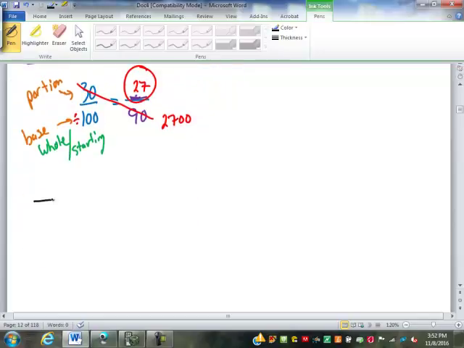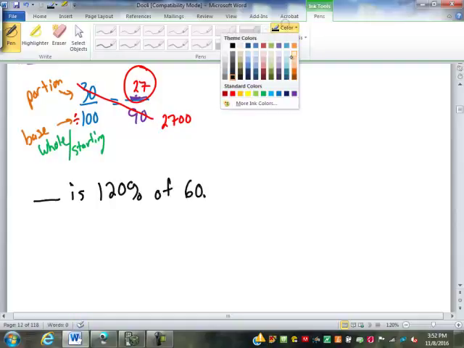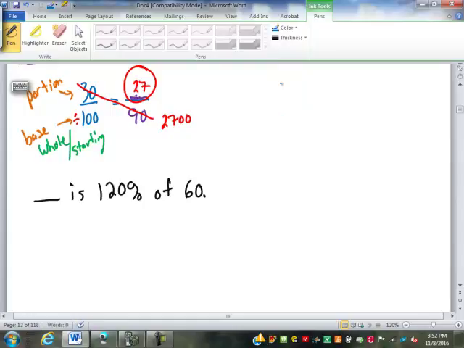A different way of wording the same or a similar problem: blank is 120% of 60. Again, we have the percent, the 120, so we're going to start with that. 120% is 120 over 100.